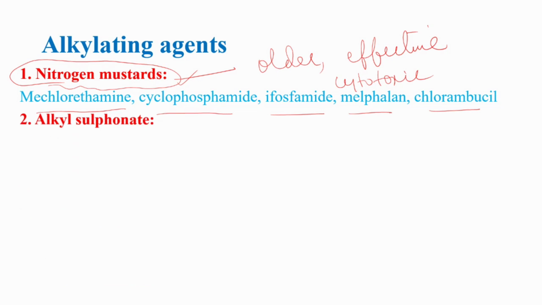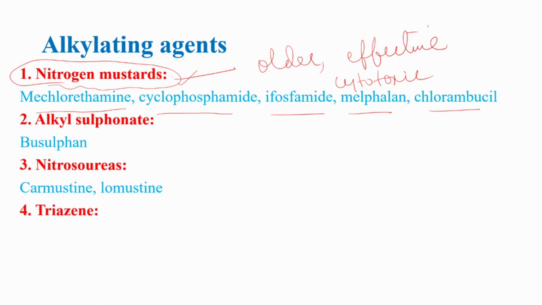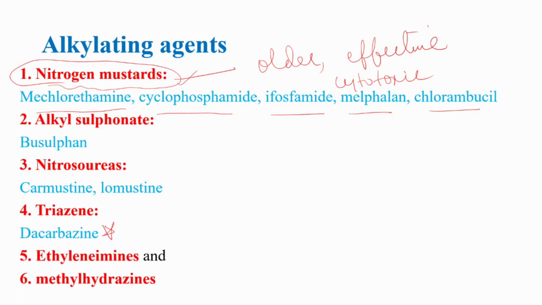And next we have alkyl sulfonates. In alkyl sulfonates, busulfan is the best example. Next we have nitrosoureas. In nitrosoureas, carmustine and lomustine are good examples. The fourth alkylating agent is triazine. In triazine, we have dacarbazine, a very important compound. And fifth, we have ethylenimines, and finally, we have methyl hydrazines. So these are the different subclasses of alkylating agents. In alkylating agents, we have six subclasses. Now let us discuss nitrogen mustards.